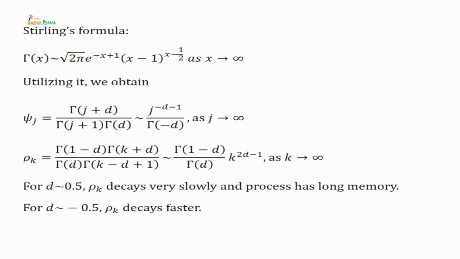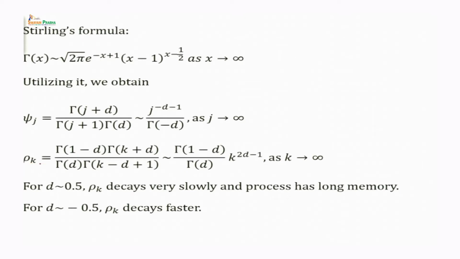Now, we use Stirling's formula which is given here. As x tends to infinity, you can approximate gamma(x) by square root of 2 pi e to the power minus (x minus 1) times (x minus 1) to the power (x minus half). And then we utilize this Stirling's formula. So the expression for psi_j is this. In this expression, you just approximate this term using Stirling's formula, and then you approximate this term using Stirling's formula. Here in the numerator you have j plus d, so in place of x you write j plus d, and in the denominator you have j plus 1, so in place of x you write j plus 1, and then finally you obtain j to the power d minus 1 upon gamma(d).